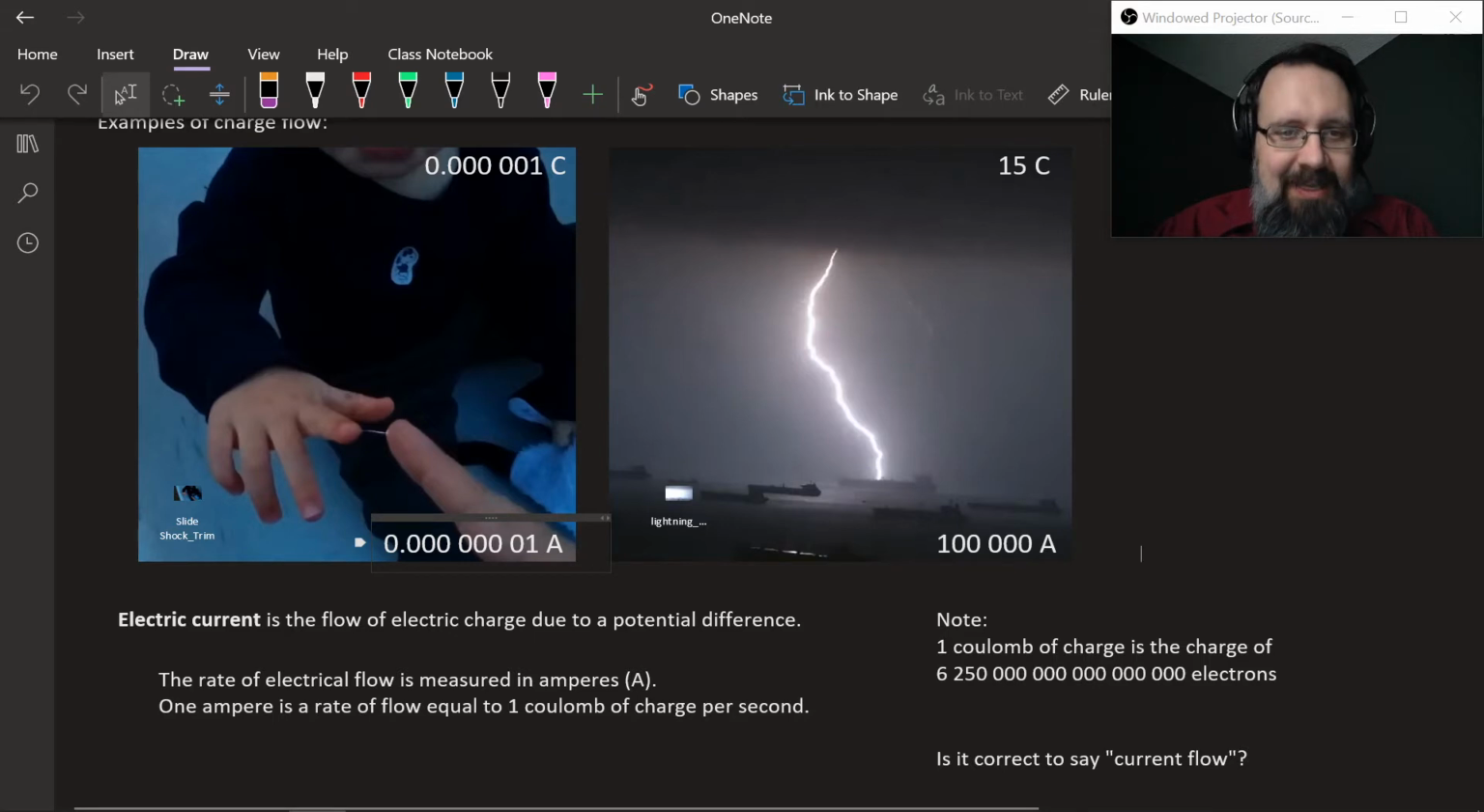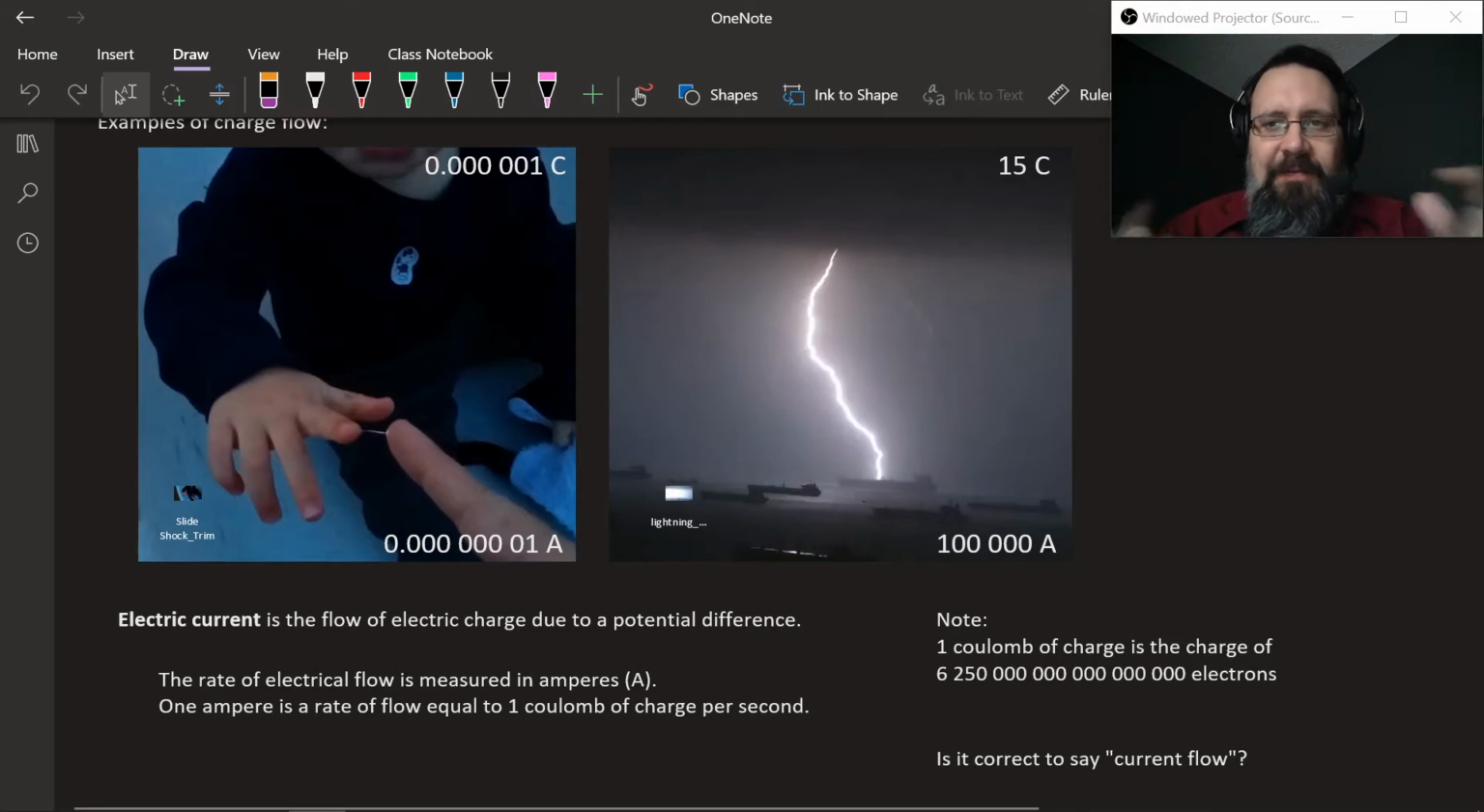So what's that? That's like 10 billionths of an amp that's flowing between it. It's a really, really small current, whereas a lightning strike has 100,000 amps. And you've probably heard this unit before. It's the ampere, or amps is what we usually call it. It's the unit of electric current.